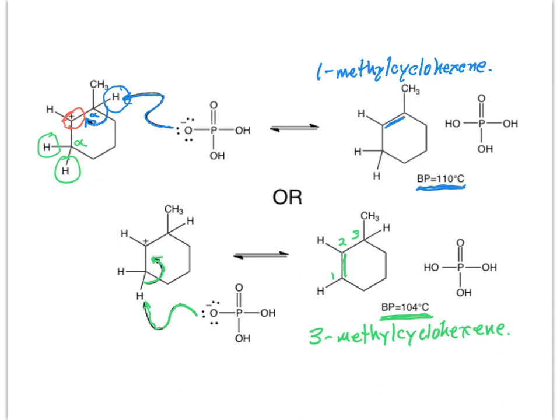So we have to go to something that is more sensitive. And what we have used before and what we will use again is gas chromatography, and identify these by their retention times based on their boiling points, right? The lower boiling one should be more volatile and should move faster through the column. So we'd expect 3-methyl cyclohexene to come out before the 1-methyl cyclohexene.